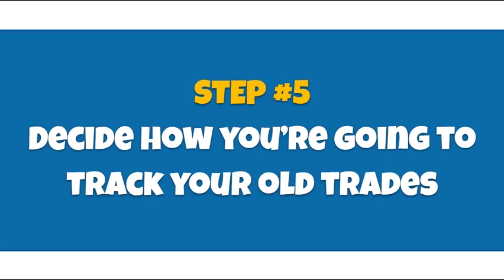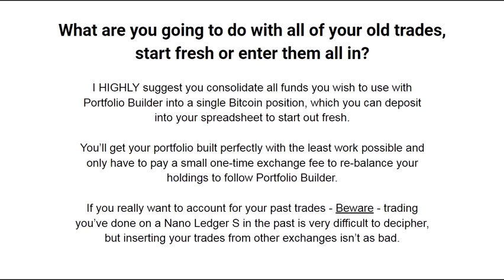Step 5, decide how you're going to track your old trades. What are you going to do with all of your old trades? Start fresh or enter them all in. I highly suggest you consolidate all funds you wish to use with Portfolio Builder into a single Bitcoin position, which you can then deposit into your spreadsheet to start out fresh. So what I don't recommend is trying to export all your old trading histories and piece it all together to fill out your spreadsheet. It's going to take you a lot of time, and it's not going to cost you a lot to just sell whatever you want to use with our program into Bitcoin and then rebuild it out following all the instructions.